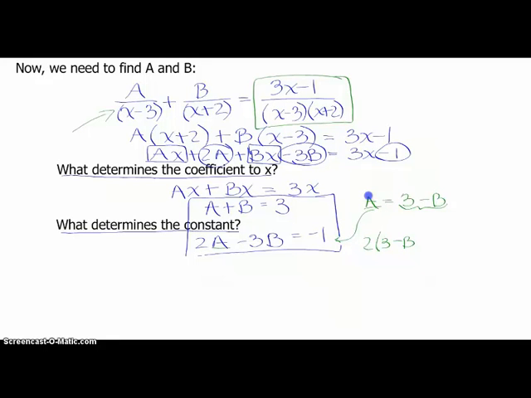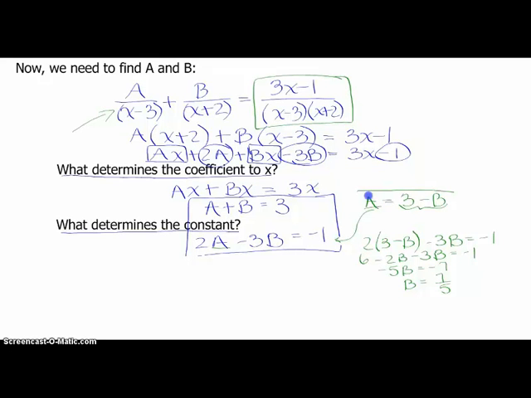So that's all I'm doing here. Where I see a, I'm substituting in 3 minus b. And now I have an equation completely and totally in b. So this gives me 6 minus 2b minus 3b equals -1. I can add like terms and subtract 6 from both sides, and that tells me b has to be 7/5.